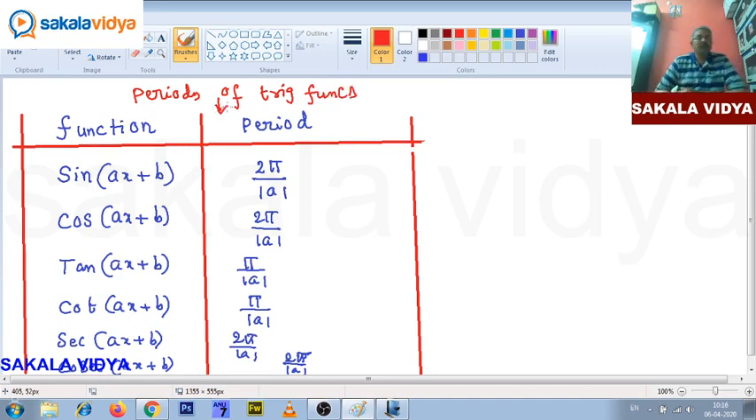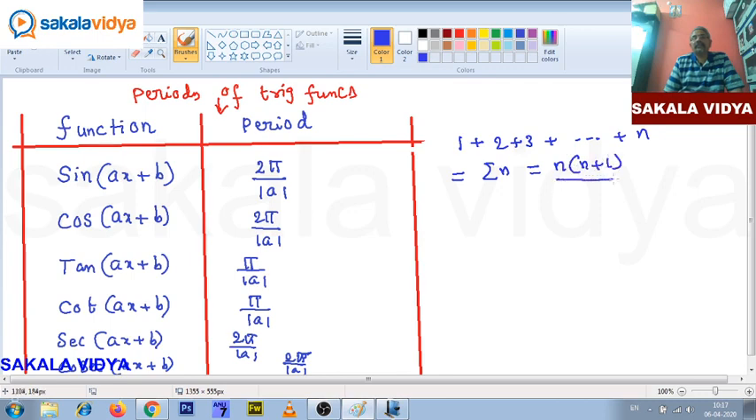I will discuss extreme values later, do not worry, in the introduction also. Now one more thing you need to remember: 1 plus 2 plus 3 and so on up to n, this is sigma n, and this value is equal to n into n plus 1 by 2. These concepts are also very important for this chapter, so better you remember this one also.